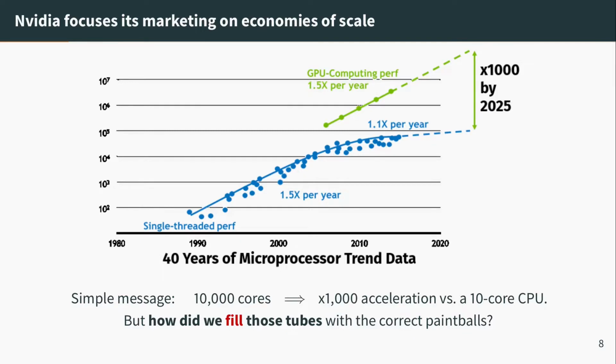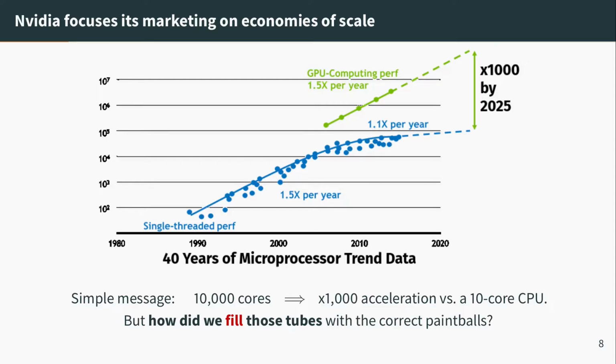So you should be happy. Okay, so it's kind of true, but here and even in the video, you can understand if you dive a bit deeper that something was hidden from you. You know, how did we fill those tubes with the correct paintballs? Because saying that once you have filled each tube with the correct paintball, you just have to smash a button and you get a picture is fine.